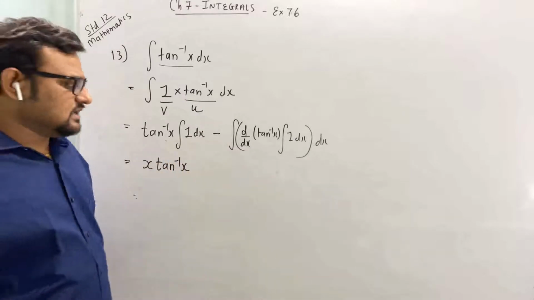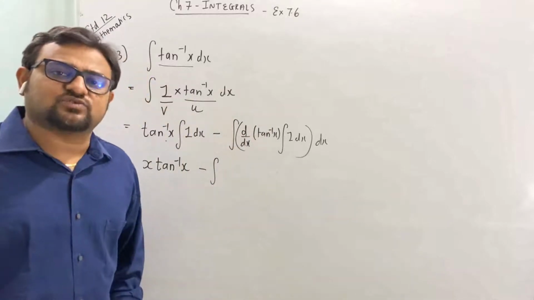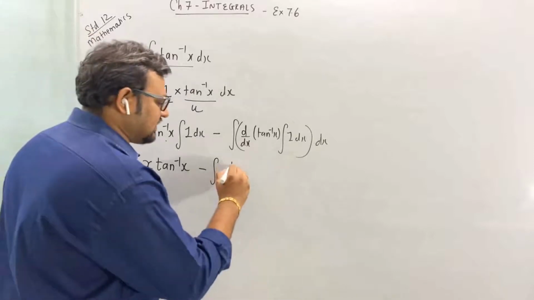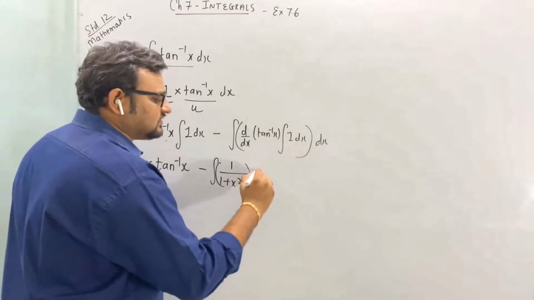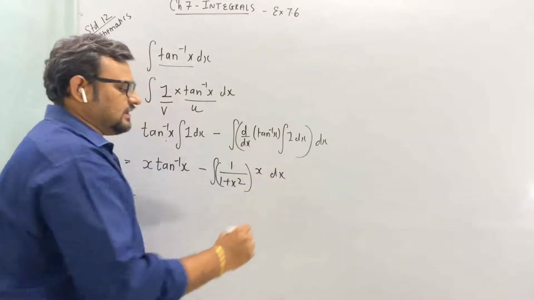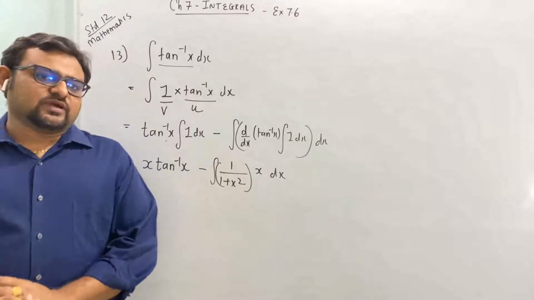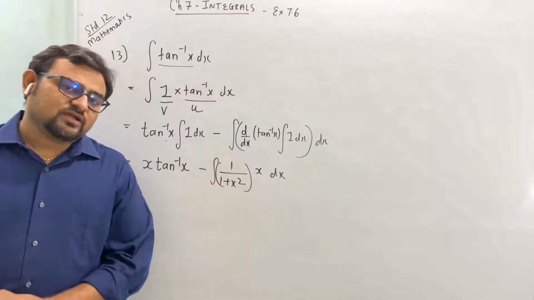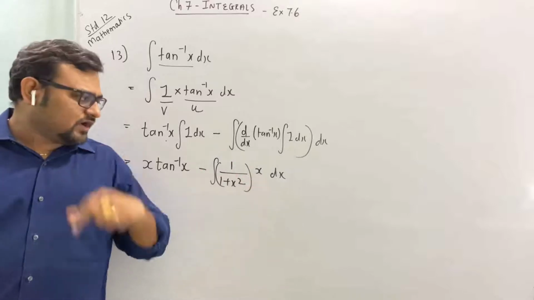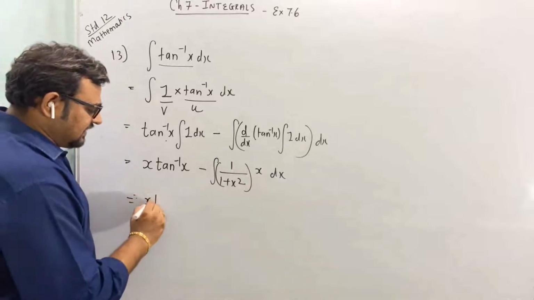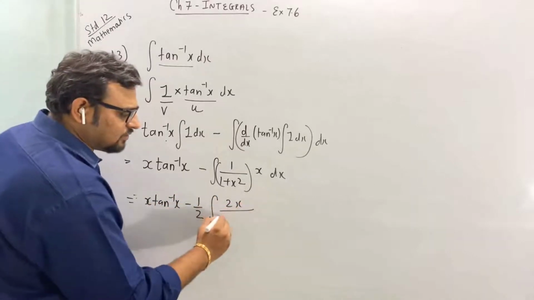So it's x tan inverse x minus integration of, now derivative of tan inverse x is 1 upon 1 plus x square, and integration of 1 is x dx. Okay, so now see here this becomes x upon 1 plus x square. Now what is the derivative of 1 plus x square? Derivative of 1 is 0 and of x square is 2x. I'm having 1x. So what I will do, x tan inverse x divide by 2 multiply by 2.